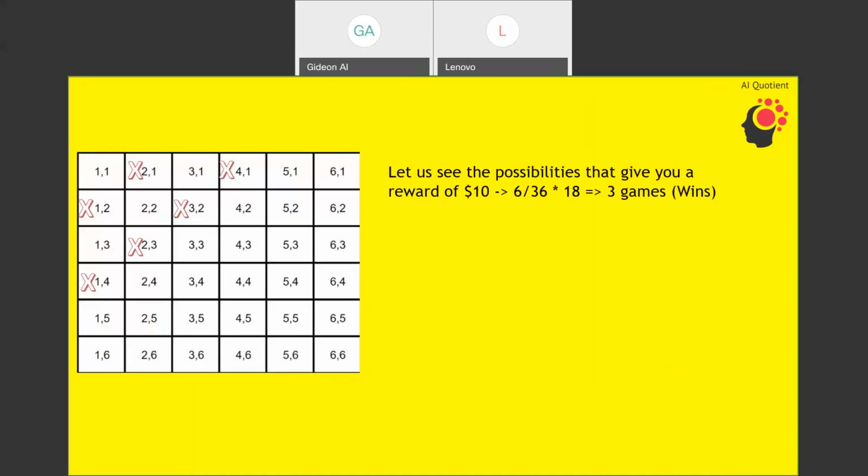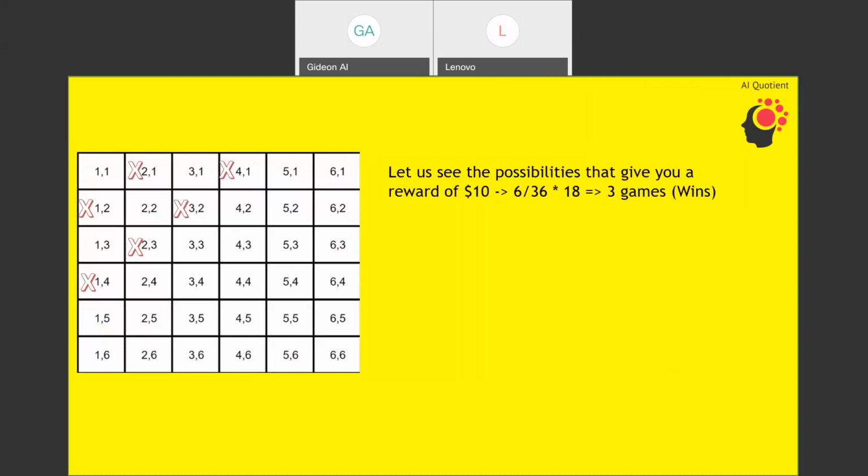And now that you have a reward of $10 for winning a game, the probability of you hitting these combinations is nothing but 6 by 36. The denominator has all possible combinations, 36. The numerator has 6, because there are only 6 combinations that correspond to the rule at which you win the game. So 6 by 36 is nothing but 1 by 6. So 1 by 6 is the probability that you actually win a game under these rules.